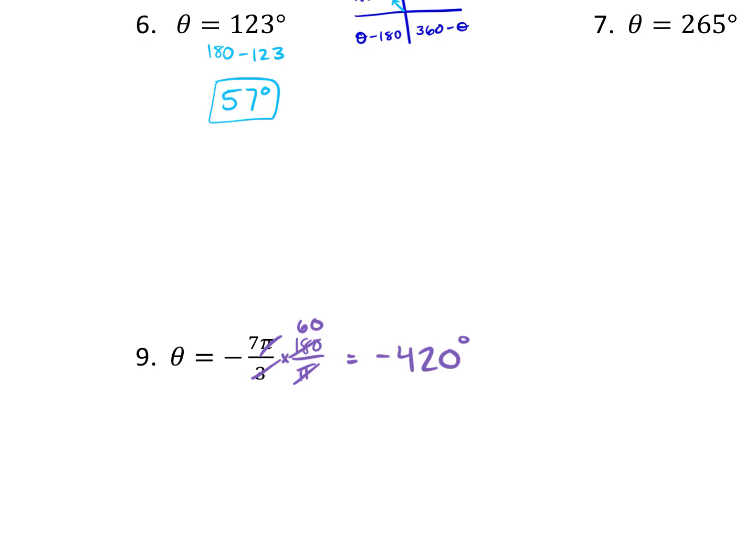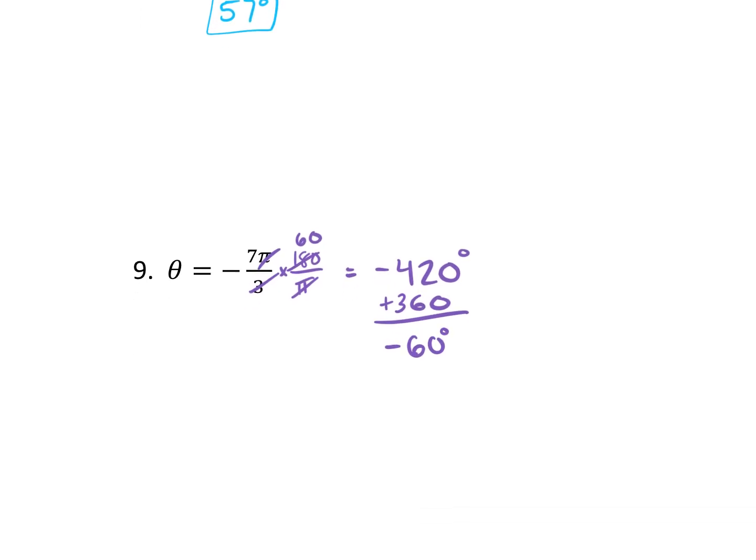Now negative 420, since it's negative, it's not going to work for one of our little formulas that we have here. So let's find the positive coterminal version of this. How would we find the positive coterminal version? Add 360. So when we add 360, we get negative 60. We can add 360 again. Again, we're looking for the positive coterminal angle of it just so we can plug it into one of our formulas. So when we add 360 again, we get 300.